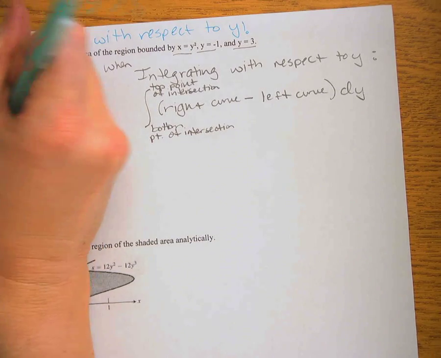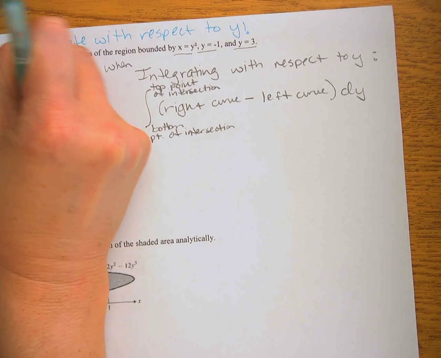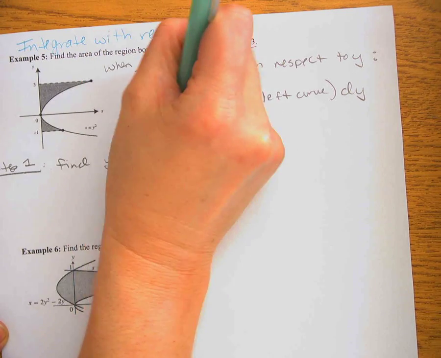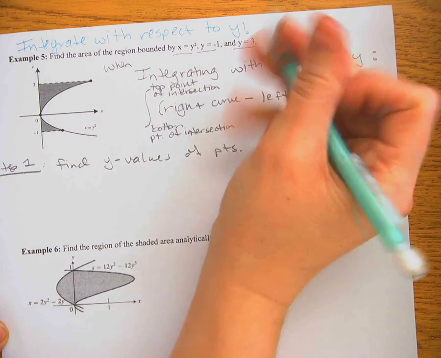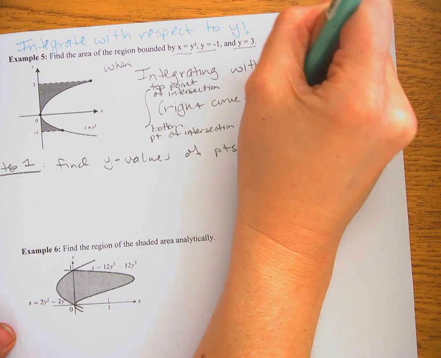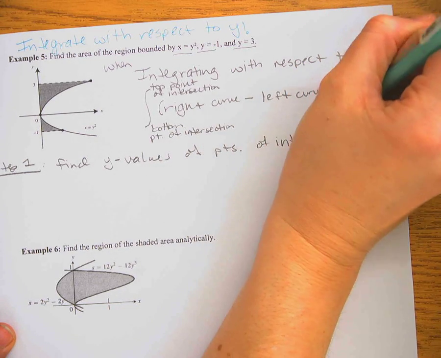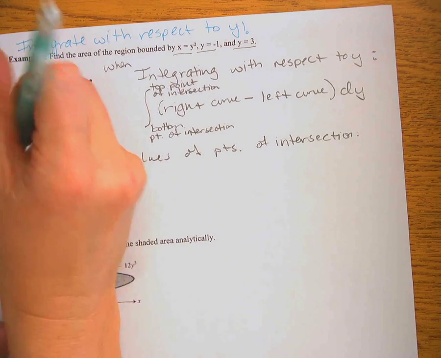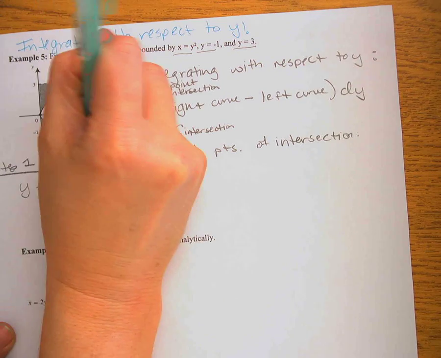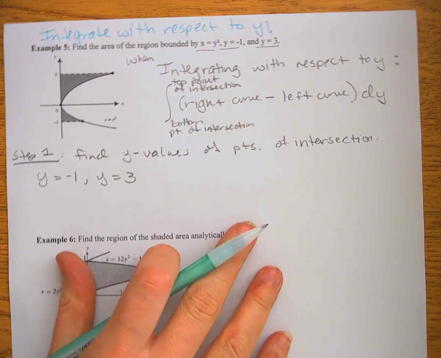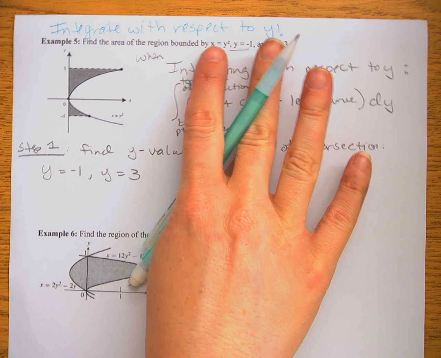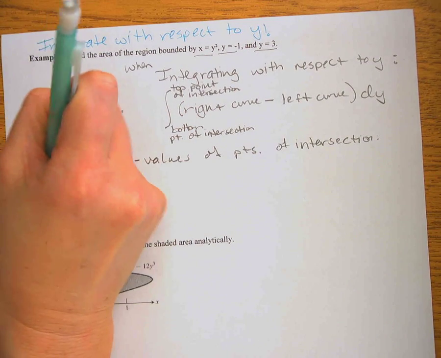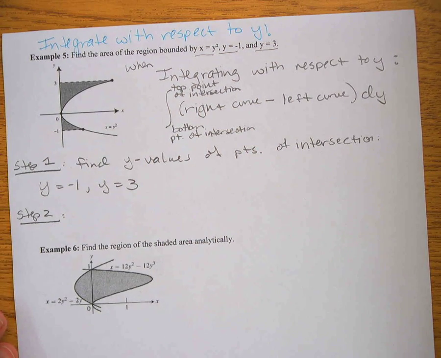So we'll still do the same steps, but I'm going to find the y values of the points of intersection instead of the x values, because we're integrating now from bottom to top. So in this case, that would be y equals -1 and y equals 3. They're not really points of intersection, they're just where these lines are cutting off this curve. Okay, then step 2, we decide which curve is on the right as opposed to the left.